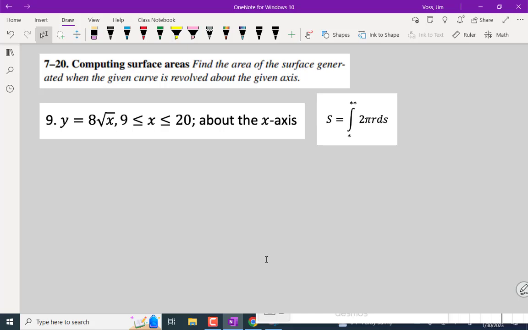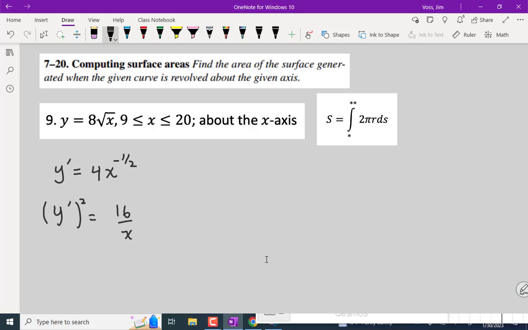We know we need to replace the ds with a dx or possibly a dy thing. So we have to go ahead and go through the derivative process. So we're going to take the derivative. So we bring down the half, subtract 1, and then we know we're going to have to square it. So I would just sort of do this on the side. And then we know we're going to have to add 1 to that.